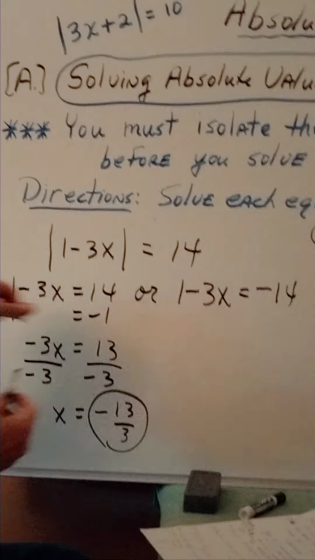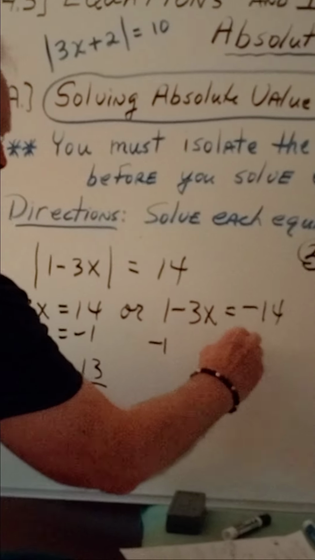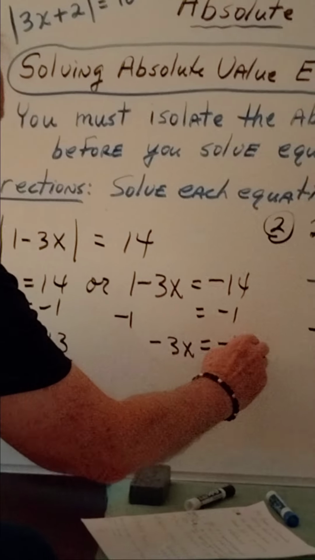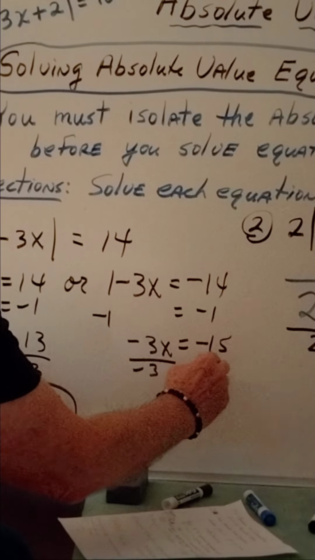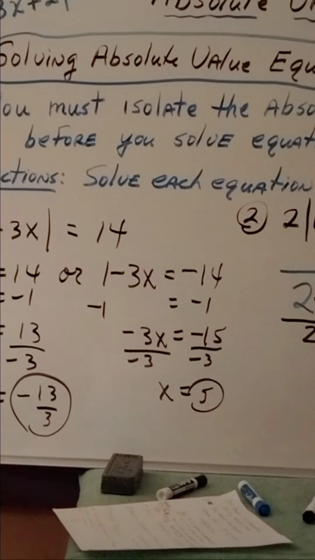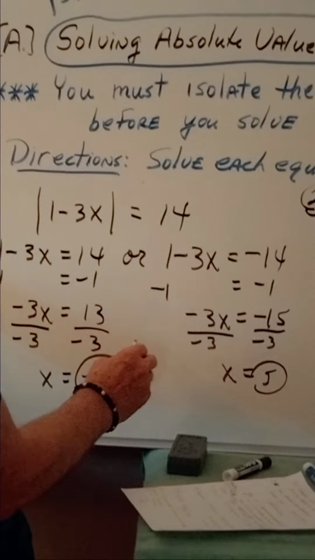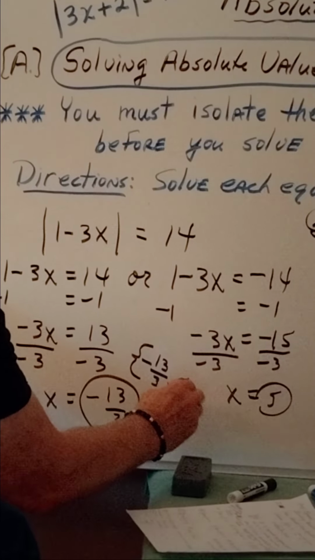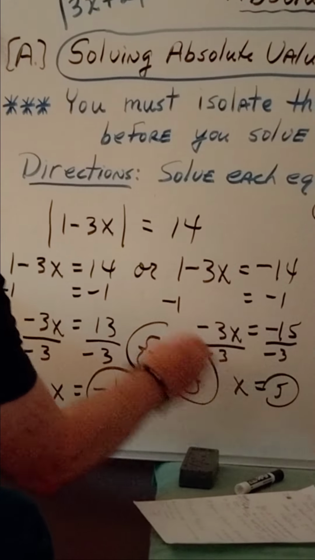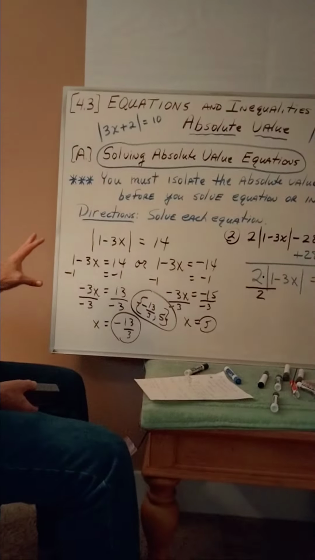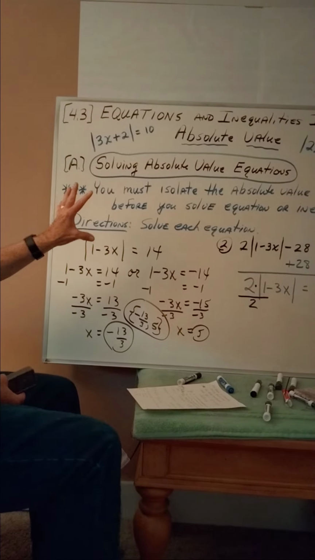Or this one. Negative 1. Negative 1. Negative 3x is equal to negative 15. Over negative 3, over negative 3, x is equal to 5. Answer. I'll tuck it right in here. It's the set whose members are negative 13 thirds or 5. Close it off. Done. It's number 2.